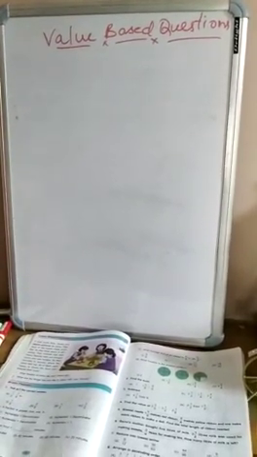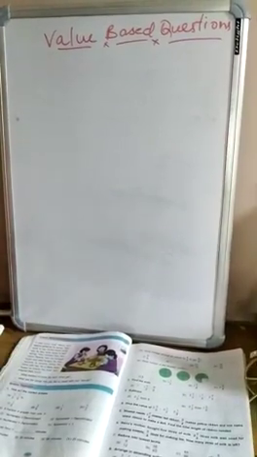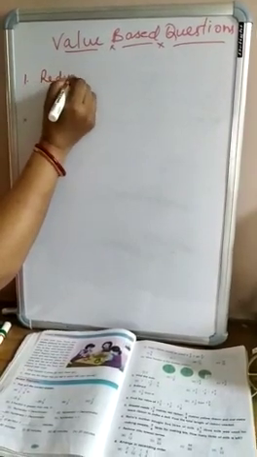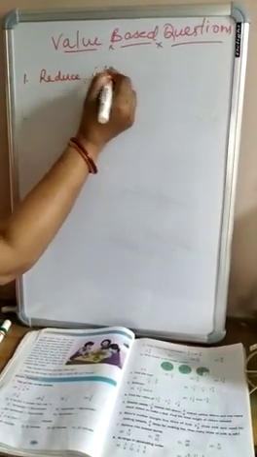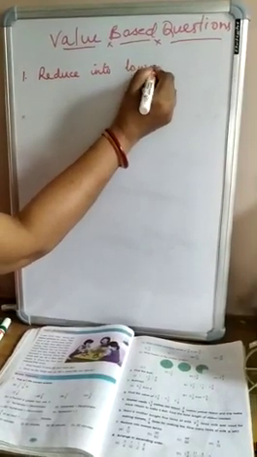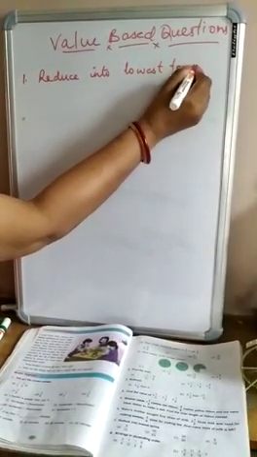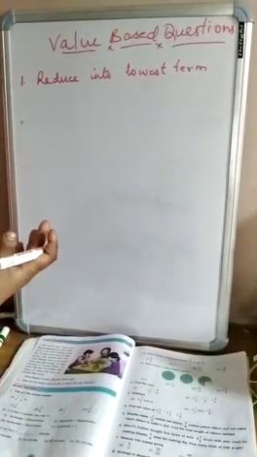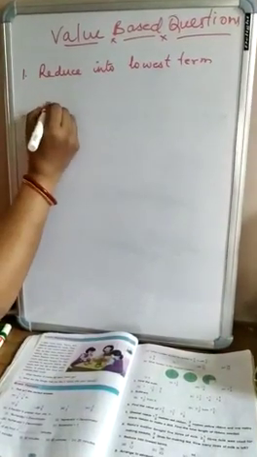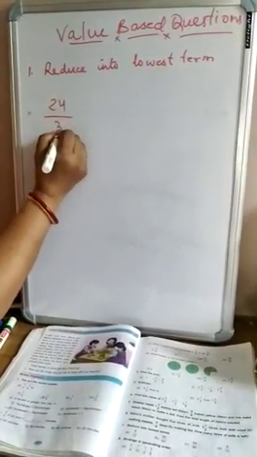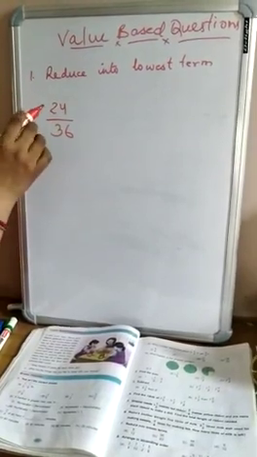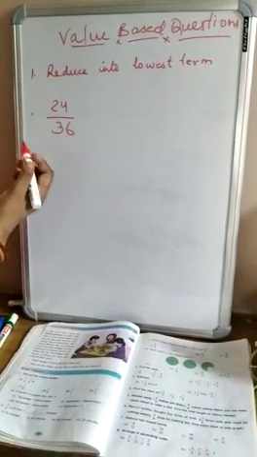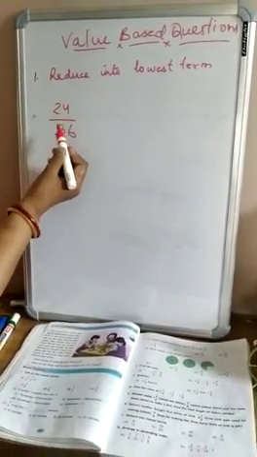About the fractional number, firstly I have told you how to reduce it to the lowest term. First point, in this you have to reduce the given fractional number into its lowest term. How will you do it? For example, 24 by 36. So this is the fractional number. How will we reduce it into the lowest term? Simple, we will divide the numerator and denominator by their common factors.